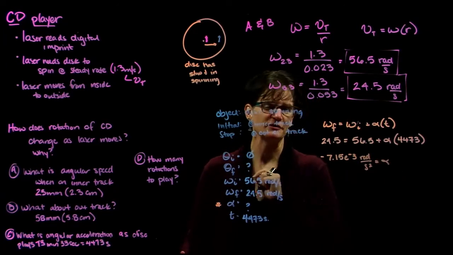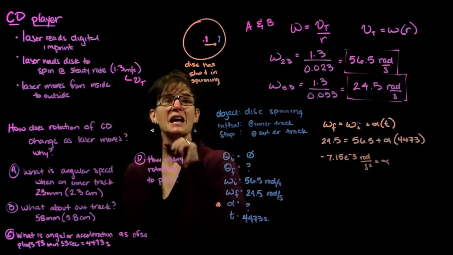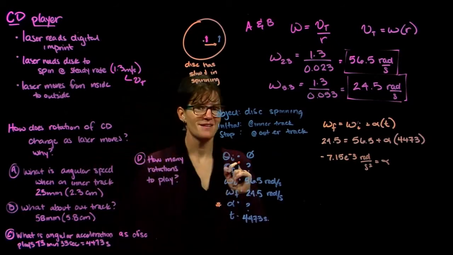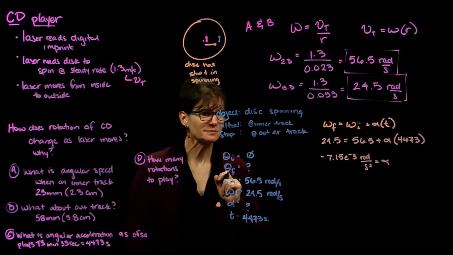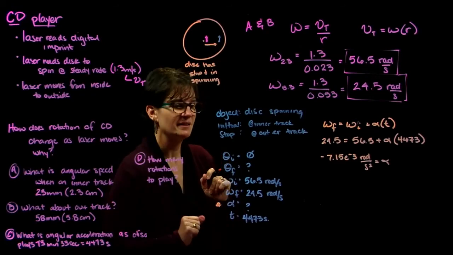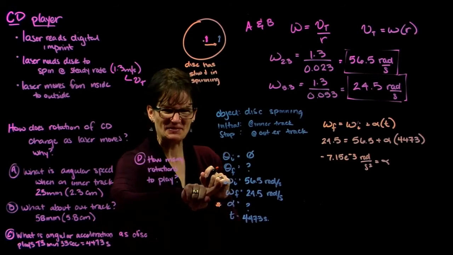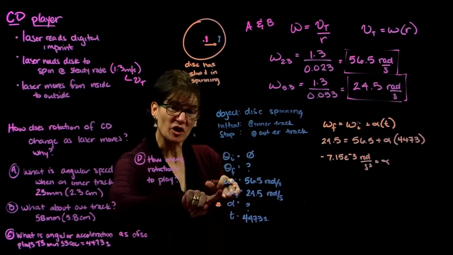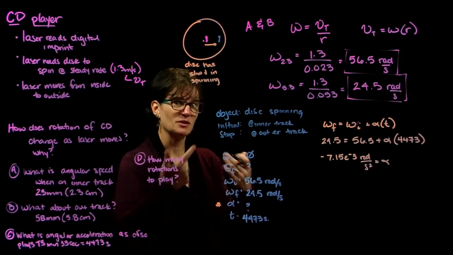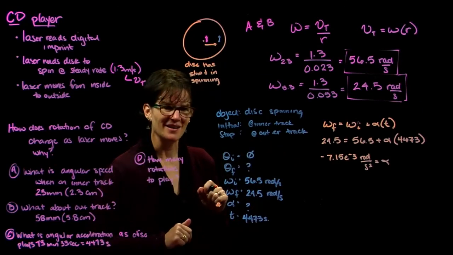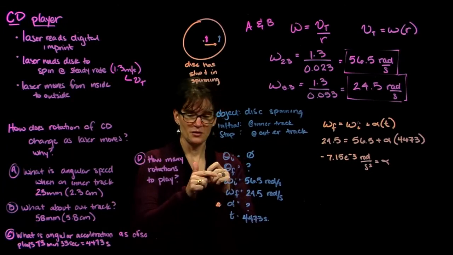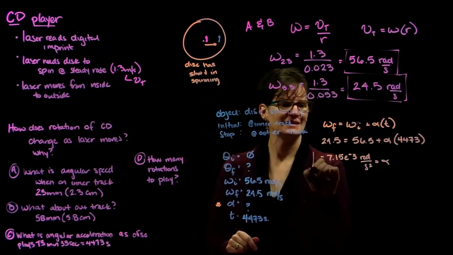Now, should it be negative? Well, yeah, because I made the assumption that it's going to be moving in a counterclockwise direction, positive direction. My initial is positive, my final is smaller, rotating in the positive direction. I'm slowing down, so my acceleration and my speed have to be opposite. All right, so that is part C.